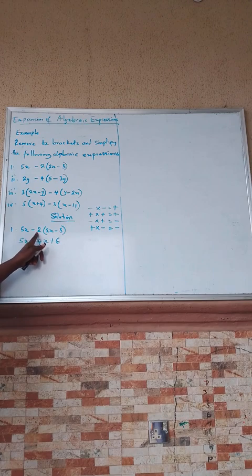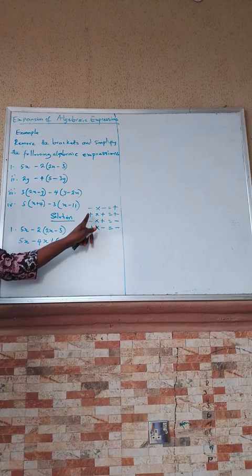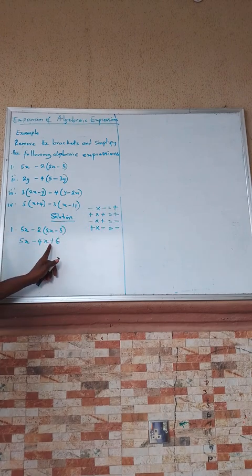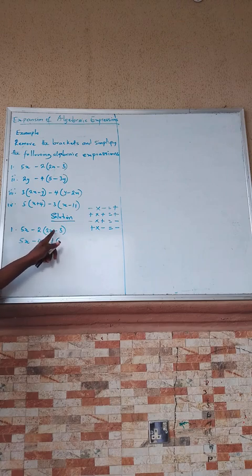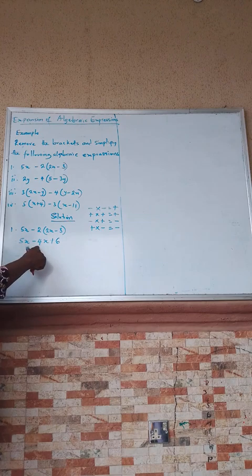Alright, this time around we have minus 2 multiplying minus 3. So minus times minus is what? Plus. Minus times minus is plus. So we have plus here. So 2 times 3, that gives you 6. Okay, so now you have 5x minus 4x. That gives you x plus 6.